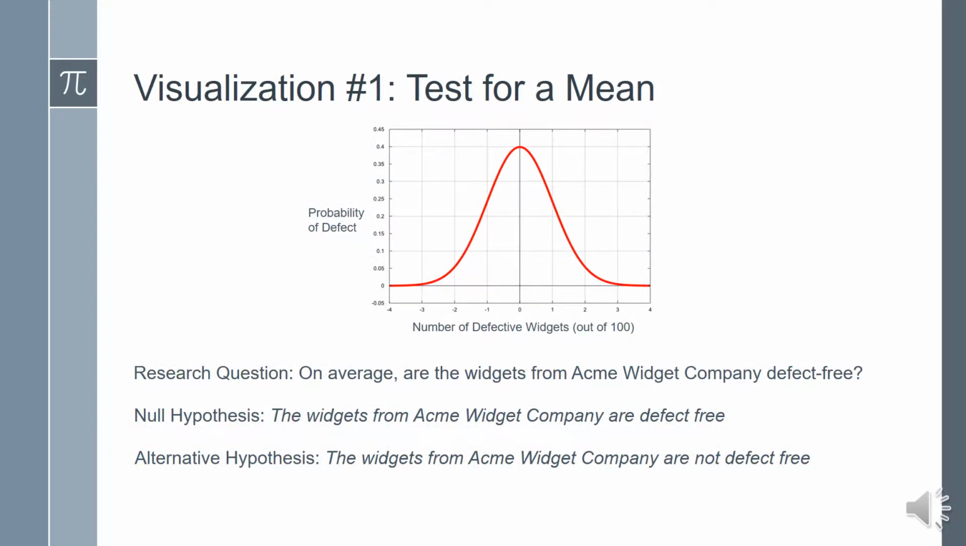We will now be using visualizations. The first one, the research question for it is, on average, are the widgets from Acme Widget Company defect-free? The hypotheses for these are, the widgets from Acme Widget Company are defect-free, that is the null hypothesis, while the alternative is, the widgets from Acme Widget Company are not defect-free.